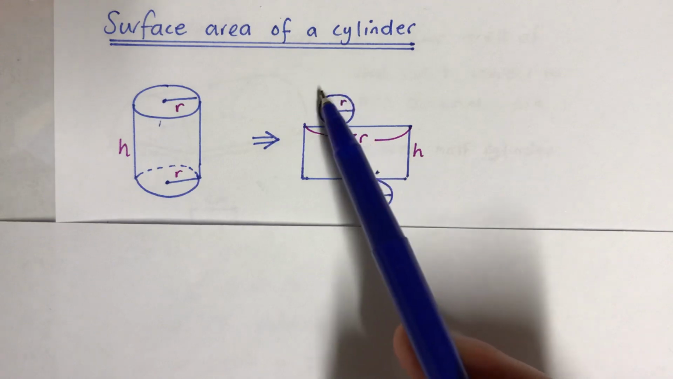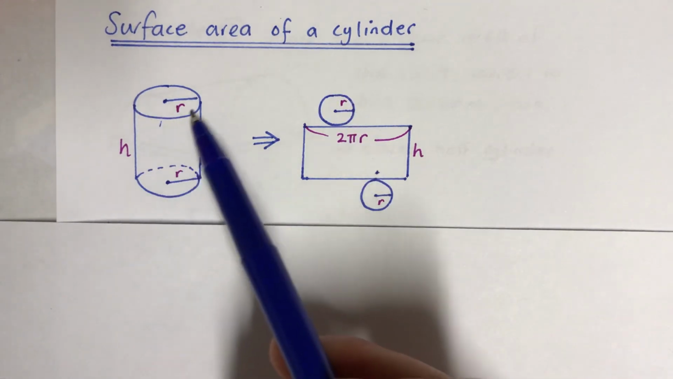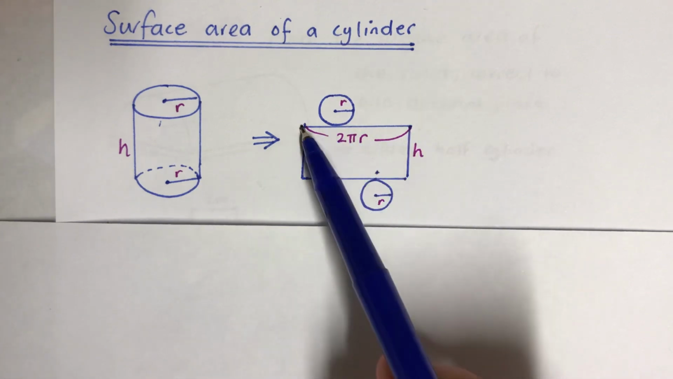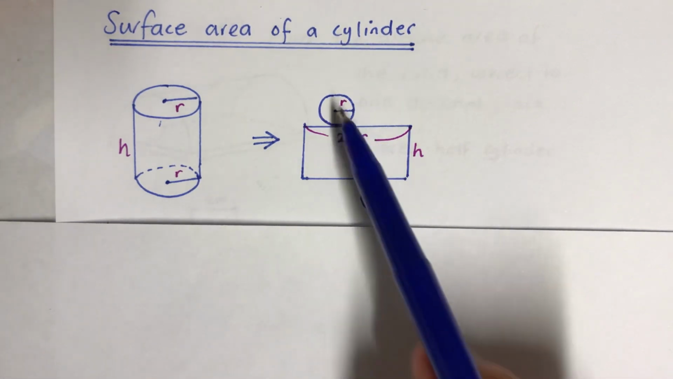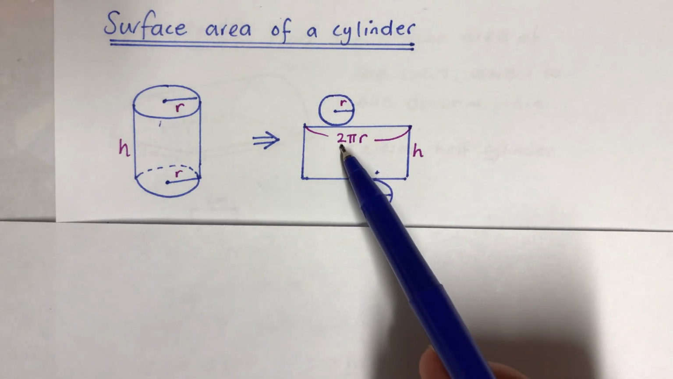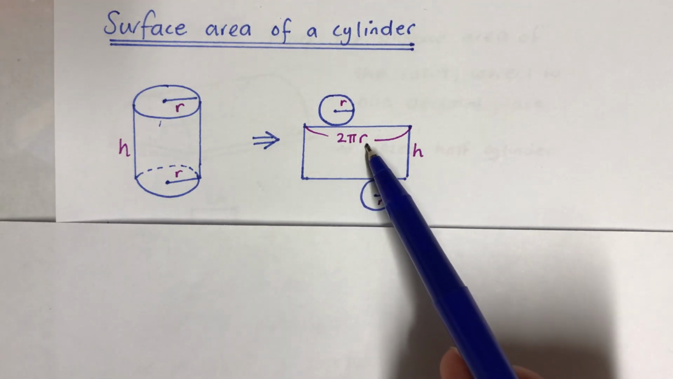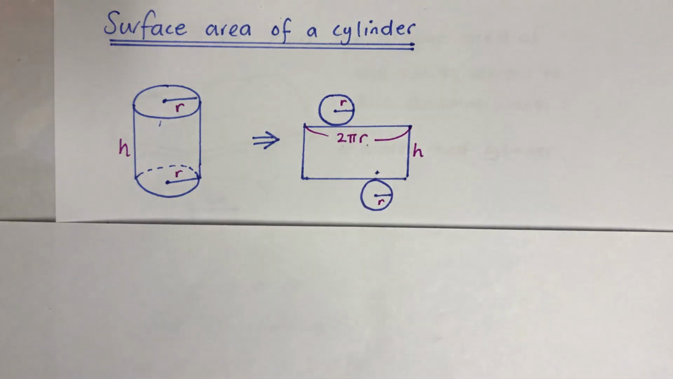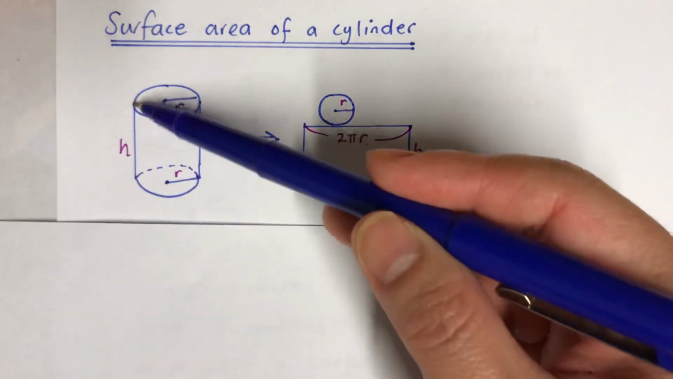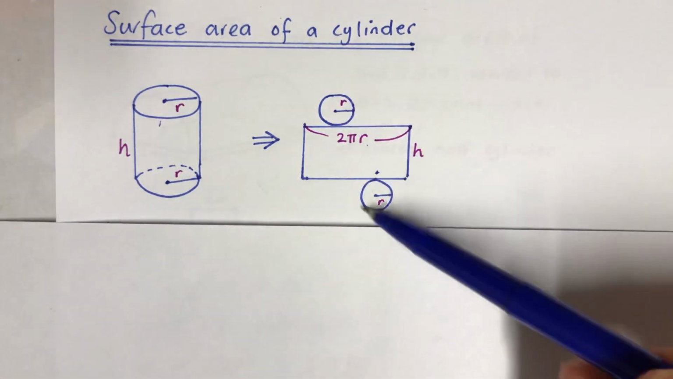Now remember, the circle is surrounded by this rectangle. So the length of the rectangle is actually the circumference of the circle. Do you remember the formula for the circumference? It's 2 pi r. Sometimes it's diameter times pi, but we'll stick with 2 pi r. And that's the height of the cylinder, and that's 2 circles.